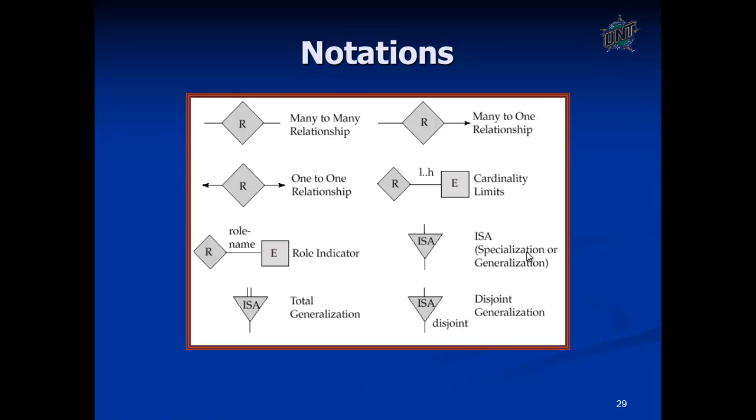Now there are different notations for relationship. Many to many relationship is shown in this way. Many to one relationship, one to one relationship, and cardinality limits from one to a particular limit. Then there is specialization and generalization. Total generalization is shown in this diagram, and this is for the role indicator, to define the role of a particular person.